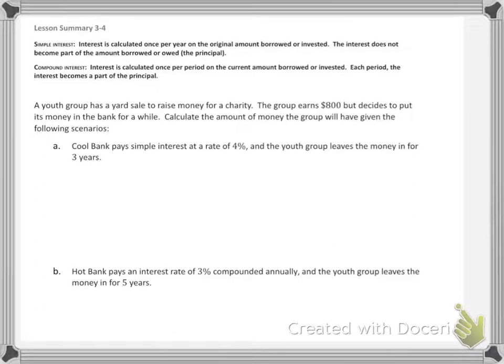So first of all, we go to Cool Bank, which is a simple interest rate. And we have to remember that in order to calculate a simple interest rate, we're going to say the value over time is the principal times 1 plus the rate times the time. So we'll need to fill in what information they gave us so we can find out how much money they make, in this case over 3 years.